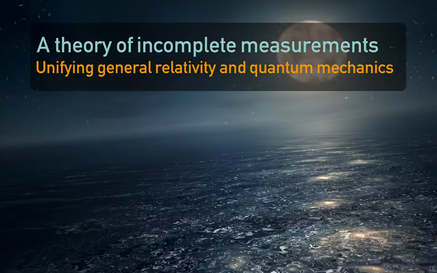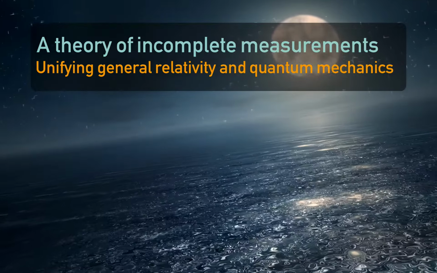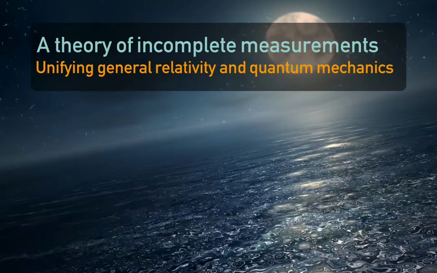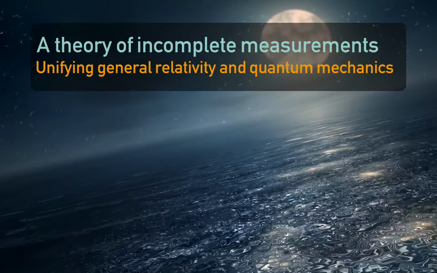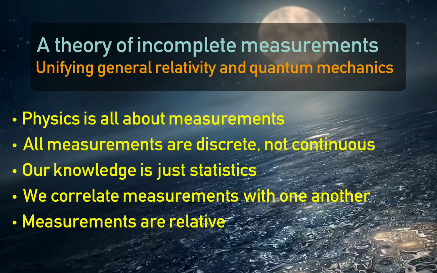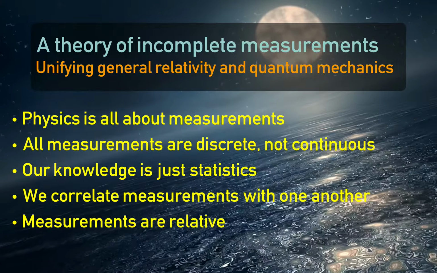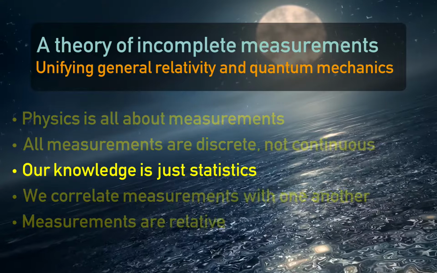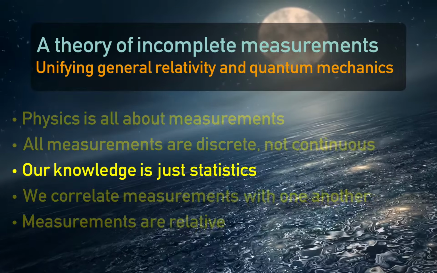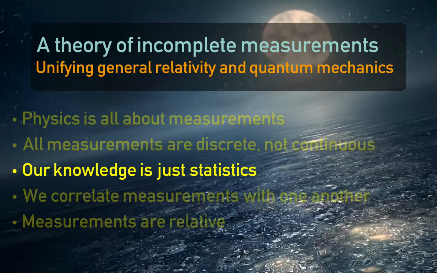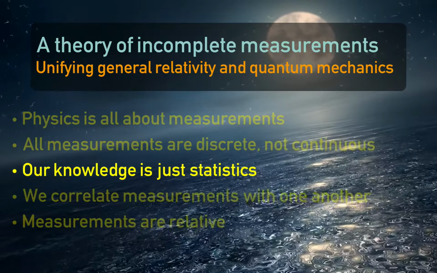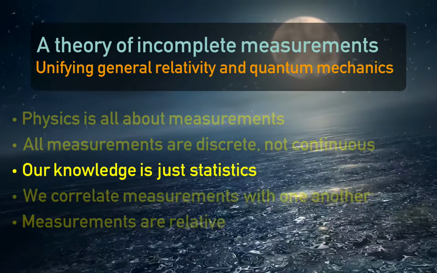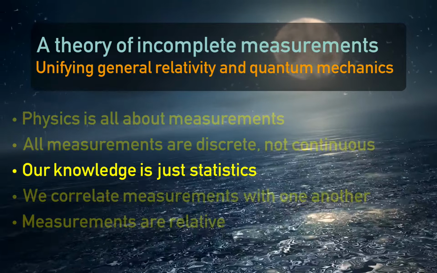Hi there. This is the fifth video about the theory of incomplete measurements, a new approach of physics unifying quantum mechanics and relativity. In earlier videos, we saw how this theory can be summarized in 5 key points. In the previous video, we showed how our knowledge is based on statistics, and introduced the notion of probavector to represent such information. We also explained how we can recover the traditional continuous variables as an approximation.